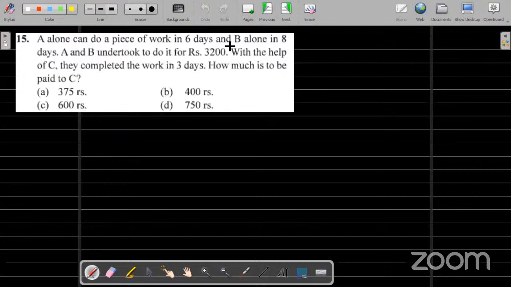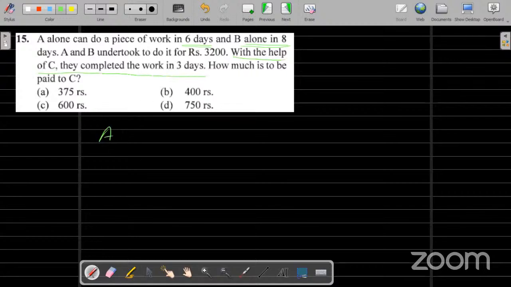Next one. A alone can do a piece of work in 6 days and B alone can do it in 8 days. A and B do it for 3,200 rupees. With the help of C, they complete the work in 3 days. So A can finish the work in 6 days, B can finish the work in 8 days, but A, B, and C work together for 3 days.